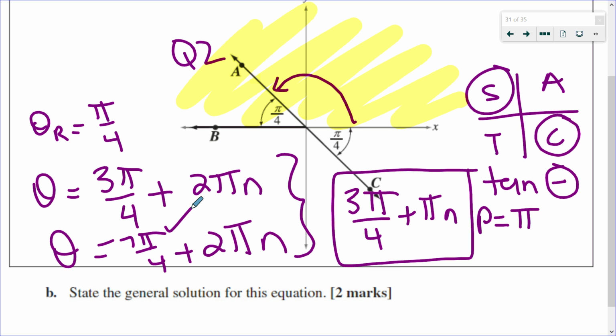Okay, so this is a great question, testing you to see if you know it's a tangent function. Okay, so that would be my solution.